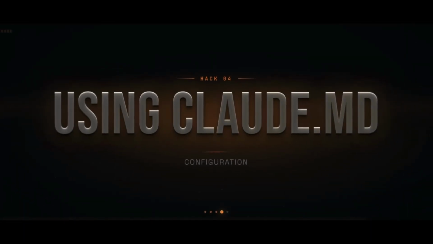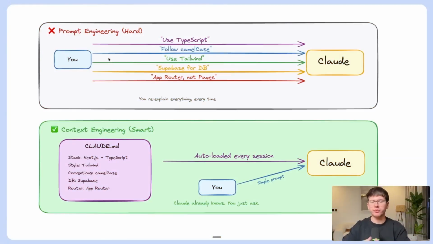The next hack is using Claude.md. Let's say you wanted to make some sort of software app. You wanted the app to use TypeScript, you wanted all the words to follow camel case, you wanted to use Tailwind, you wanted to use Supabase, and you wanted to use an app router, not Pages. Don't worry if you don't understand what all these words mean, but understand that these are all rules.